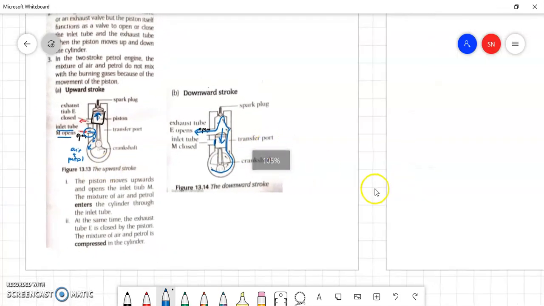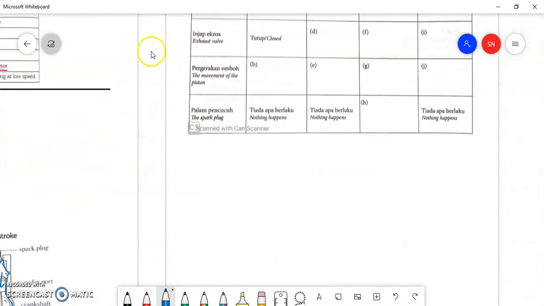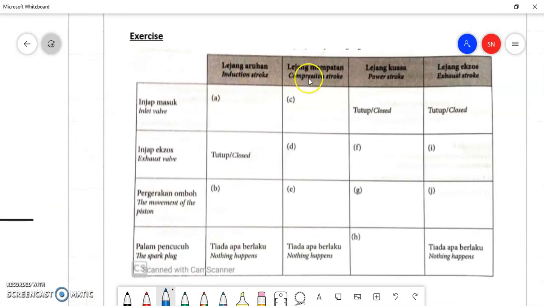This is the end of the part on the types of engines. There's a small table here which I want you to fill in. Here we have induction, compression, power, exhaust. For each stroke, write whether the inlet valve is open or closed, whether the exhaust valve is open or closed, whether the movement of the piston is upwards or downwards, and whether the spark plug is on or off. It's quite a simple exercise, and this will be the end of the second video.